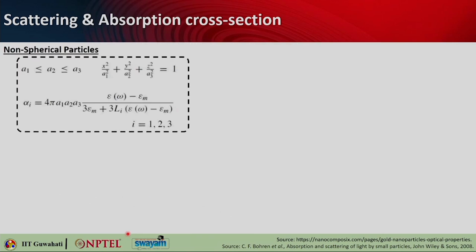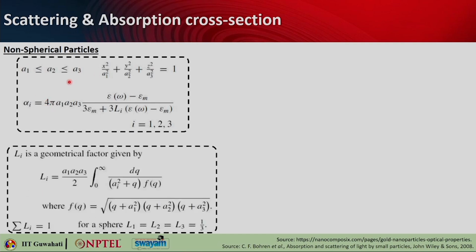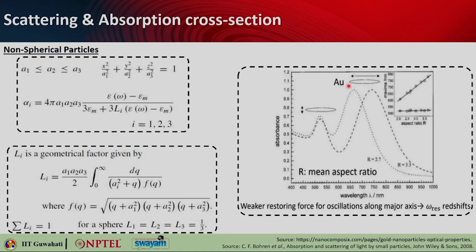You can also apply the quasi-static approximation for non-spherical particles, something like a nanorod or nano ellipsoid. In that case you can have 3 particular axes. So, you can consider this particular case is an ellipsoid. It will have 3 axes A1, A2 and A3. These are basically the semi axes. So, this is how the equations are correlated.